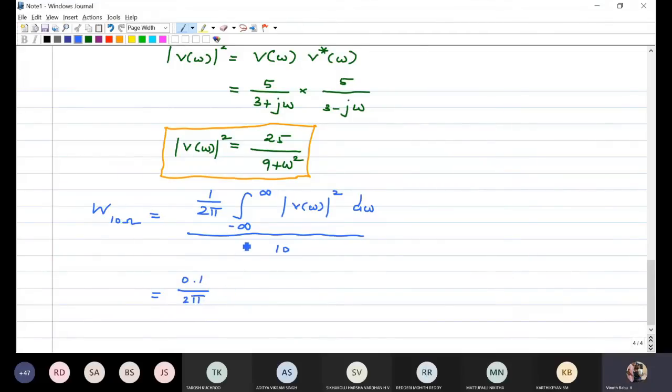See what I can do, I can write this integral something like 2 times 0 to infinity. If you plot, you can show that this is symmetric. Instead of minus infinity to plus infinity, I'm writing 2 into 0 to infinity. Let me substitute the 25 also. Maybe in the next step I'll write 25 by 9 plus omega square d omega.